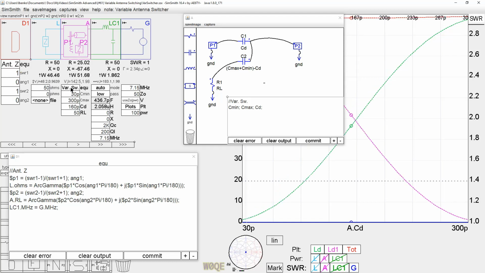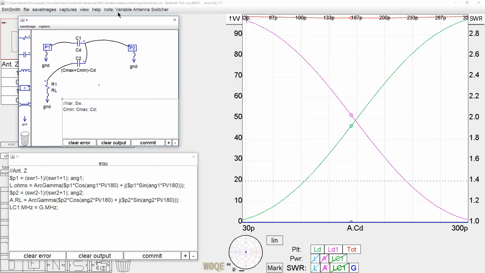So that's a way to define the two antenna impedances. Now we have a circuit here which consists of... let me bring the note field up real quickly here.